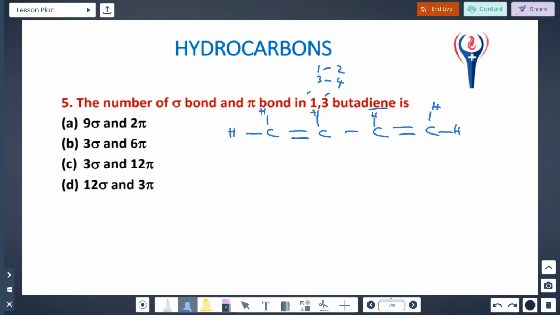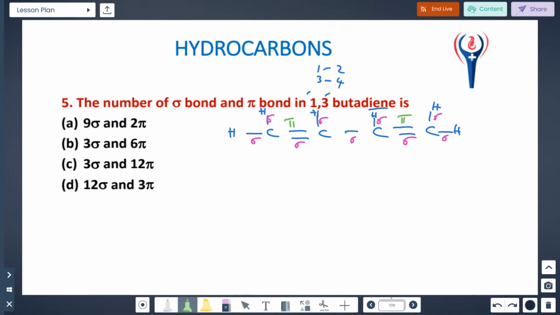Okay. Right. Then we have to find out the number of sigma bonds. How to find the number of sigma bonds: all the single bonds are sigma bonds. CH, 1, 2, 3, 4, 5, 6, 7. So when you come to a double bond, the first bond is always a sigma bond. The next bond will be a pi bond. Understood? Next bond will be a pi bond.